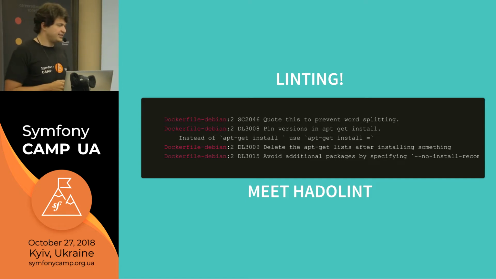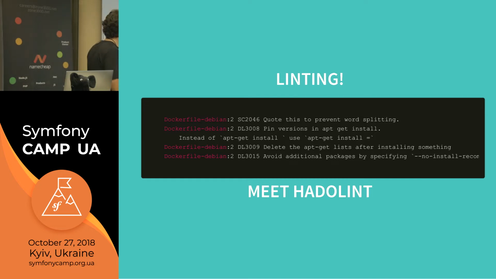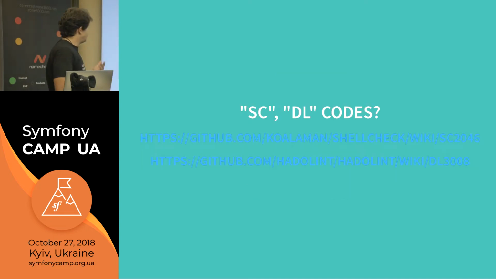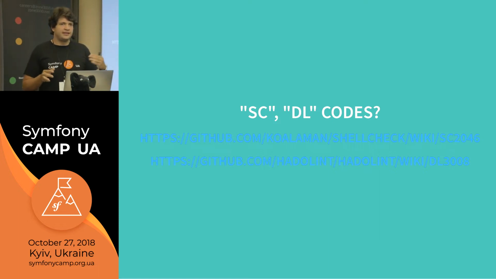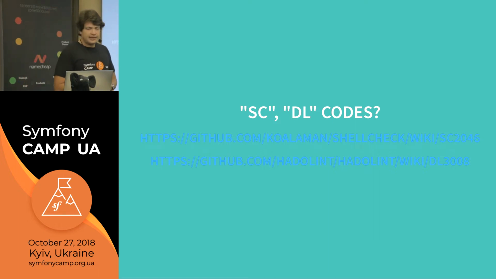That output you're seeing here is from hadolint. You can see there are some funny codes here, like SC something and DL something. What do they mean? SC stands for ShellCheck. Every RUN instruction you have inside the Dockerfile is being checked by ShellCheck. And ShellCheck says, hey, you have to quote variables, you have to do this, that's not how you do a loop or functions, and so on.